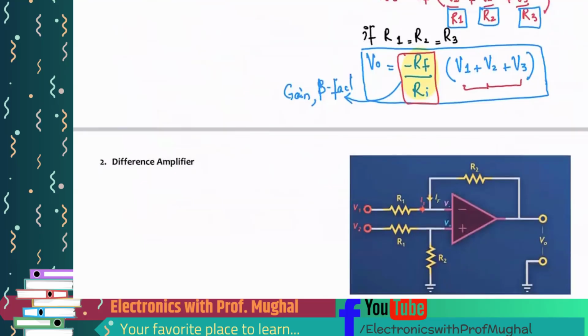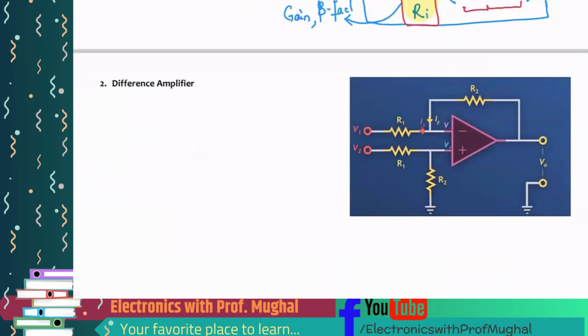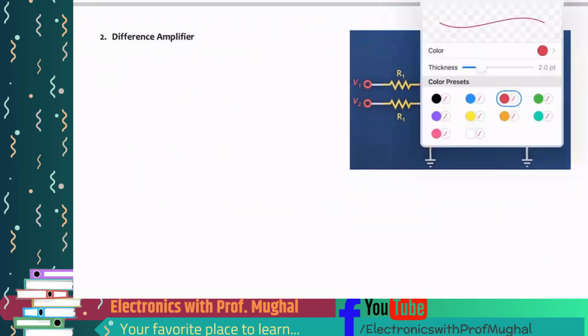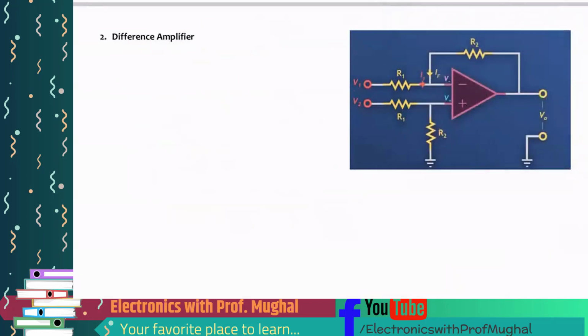We're gonna move on to the next application, which is a difference amplifier. Again, this is something which is very widely used in the electronics industry, especially when you have two sensors and you're trying to find the difference between the two sensors, or whenever there is a difference between two sensors, it triggers a signal. That's where a difference amplifier comes in.